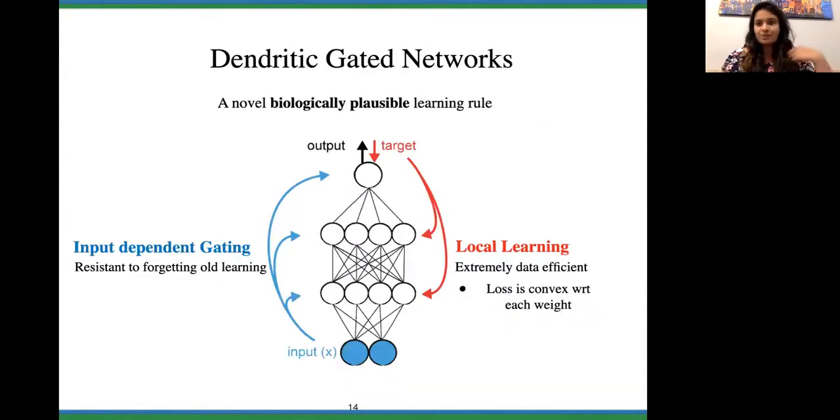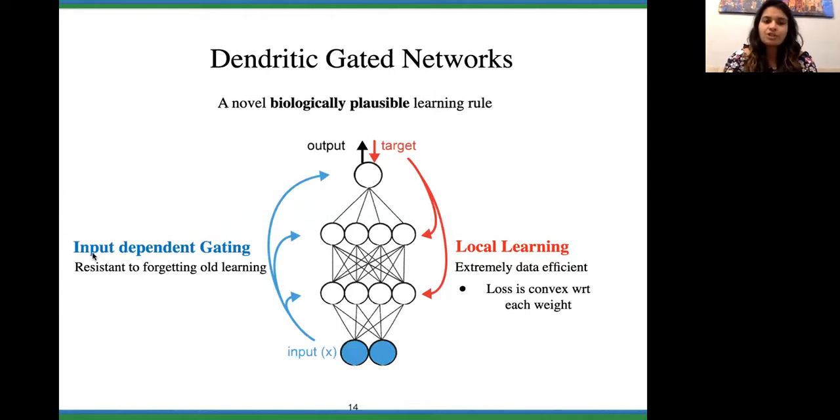So kind of putting this all together, dendritic gated networks present this novel and radically different learning rule, which is very biologically plausible, sort of derived directly from biological evidence. And it's also very new in the field, both of machine learning and neuroscience. So this type of learning rule has not been explored very much before.